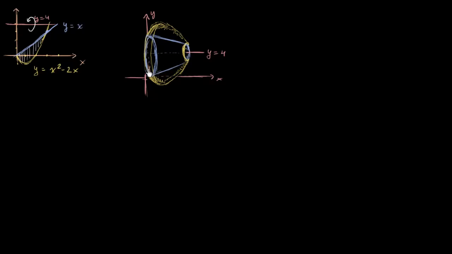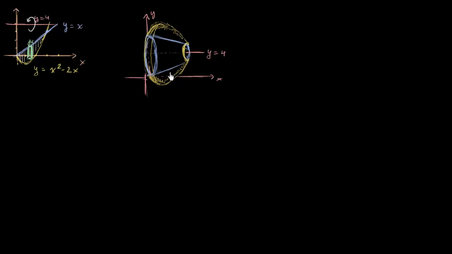And so what we're going to do is attempt to do this using, I guess you could call it the washer method, which is a variant of the disk method. So let's construct a washer. So let's look at a given x. So let's say an x right over here. And what we're going to do is rotate this region. We're going to give it some depth, dx. So that is dx. And we're going to rotate this around the line y is equal to 4.